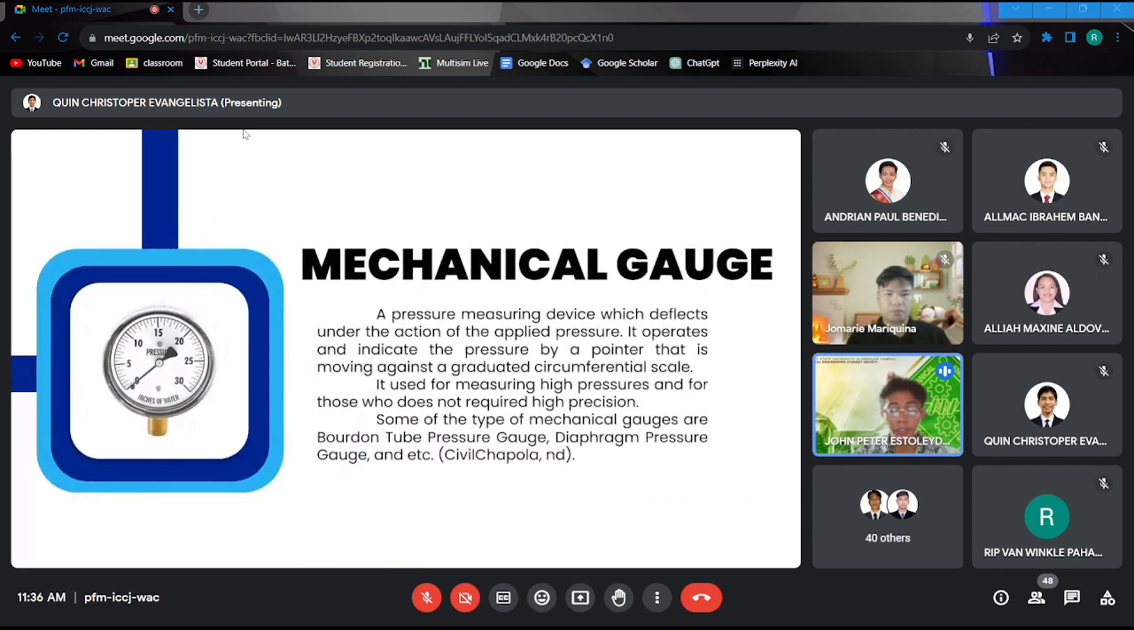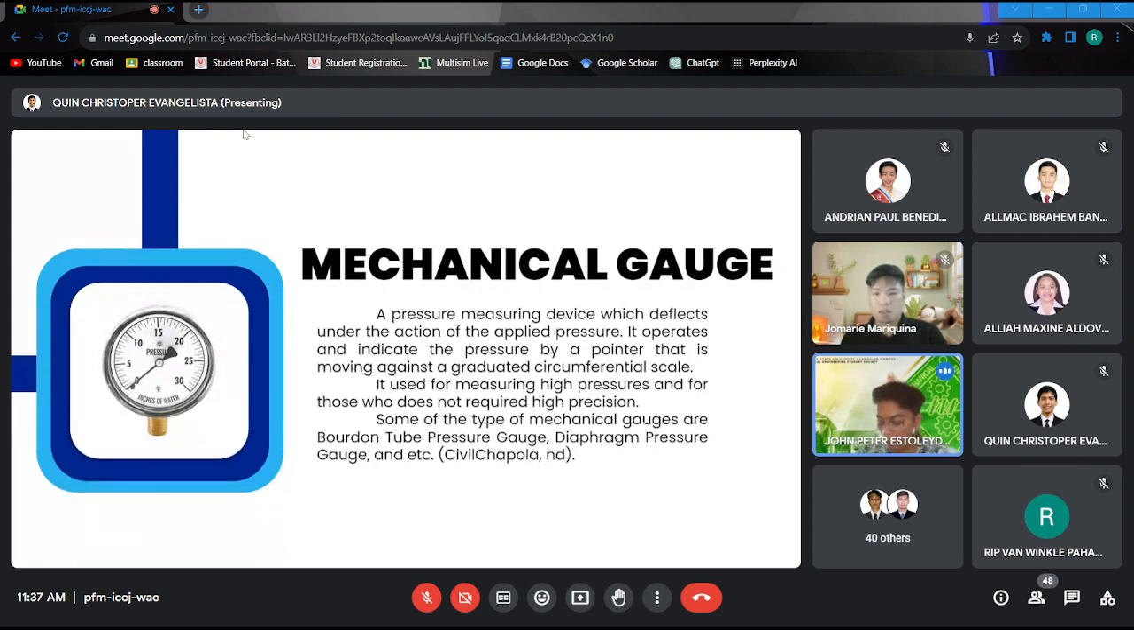A mechanical gauge is a pressure measuring device which deflects under the action of the applied pressure. It operates and indicates the pressure by a pointer that is moving against a graduated circumferential scale. It is used to measure high pressures and for those who do not require high precision. Some types of mechanical gauges are the Bourdon tube pressure gauge, the diaphragm pressure gauge, and etc.